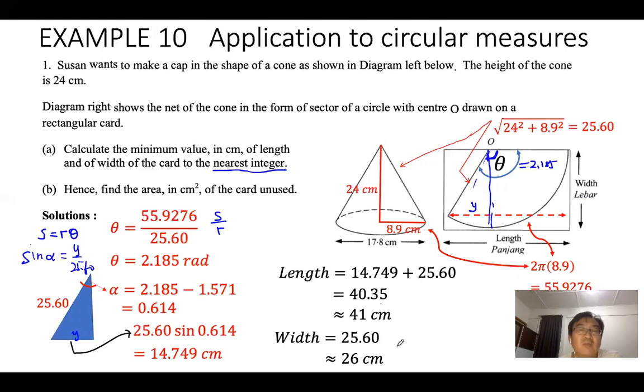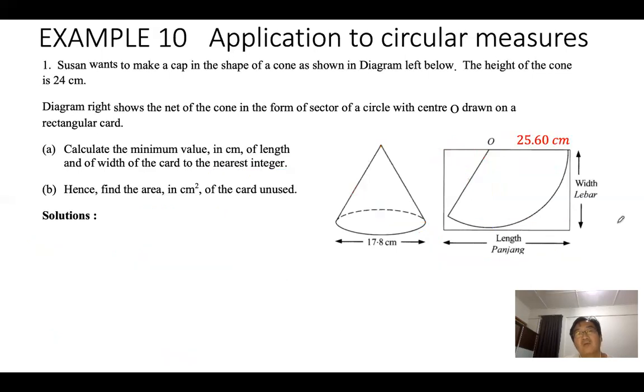All right. And hence find the area of the card that is unused. So this one is quite simple already. So we just find the area of the cardboard, that is the length times width, and then you minus the area of the sector. Then you get the area that is not being used. Okay, so we need to know this only, 26 centimeter and 41 centimeter. And then we need to know the theta here, that is 2.185 radian, and the radius 25.6.